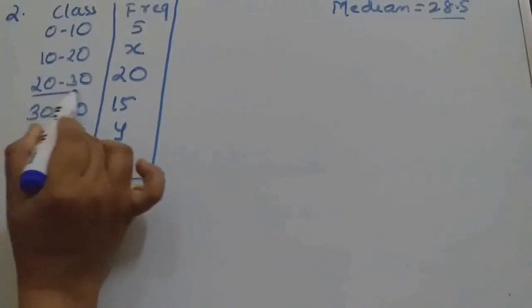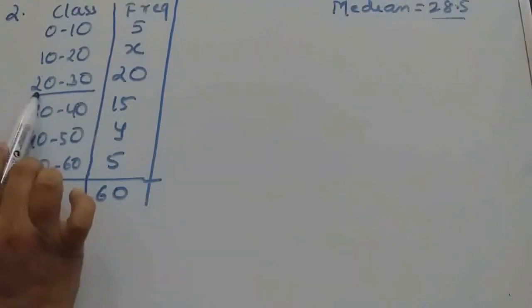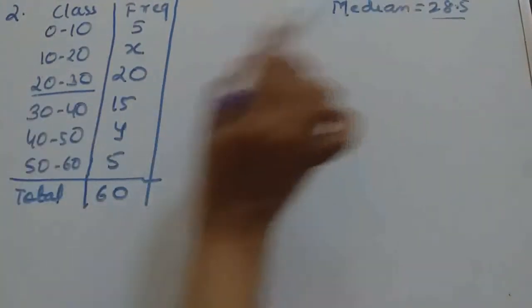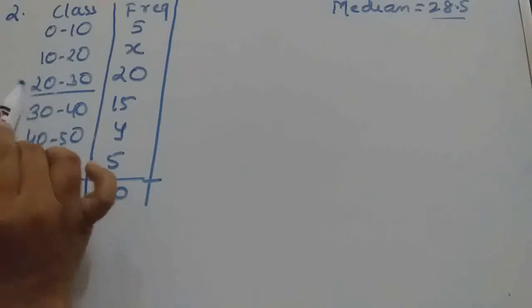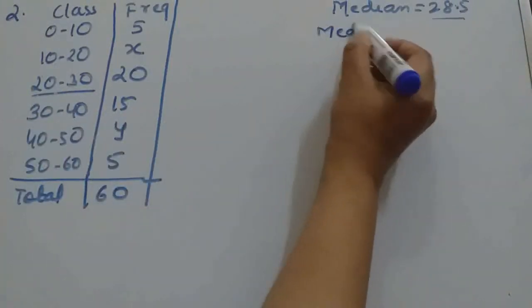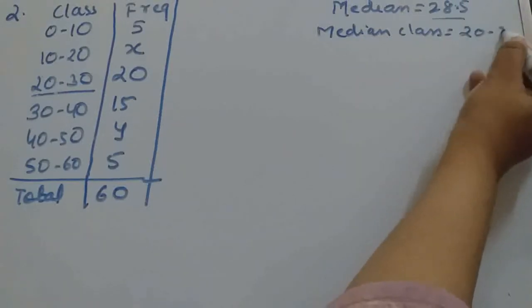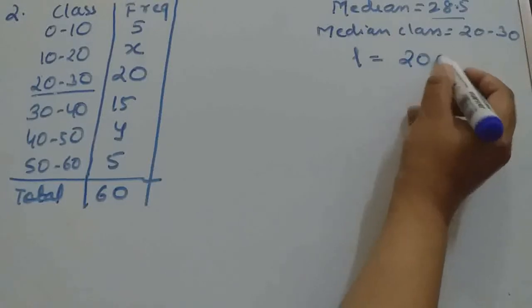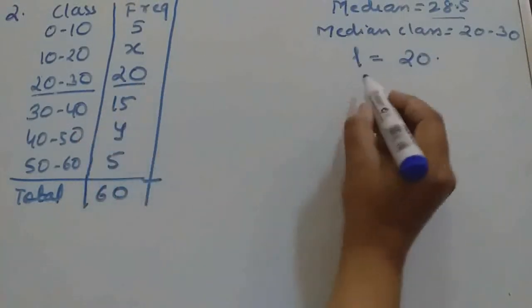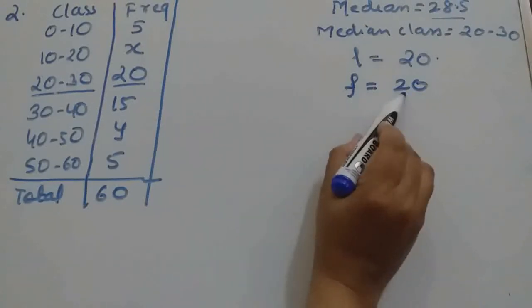So it is in between 20 to 30, isn't it? 28.5 is less than 30 and greater than 20. So the median will lie in this class interval. So this is your median class. The median class will be 20 to 30. So L, the lower limit of the median class, is 20, and this will be the frequency. F is the frequency of the median class.